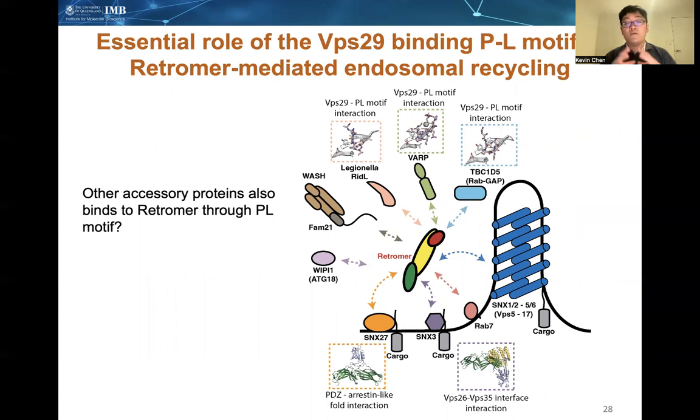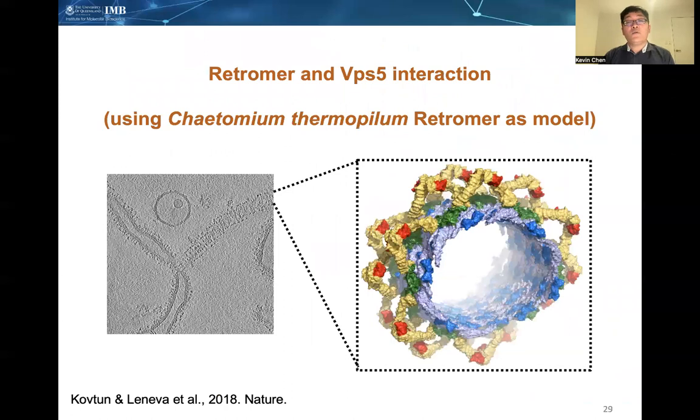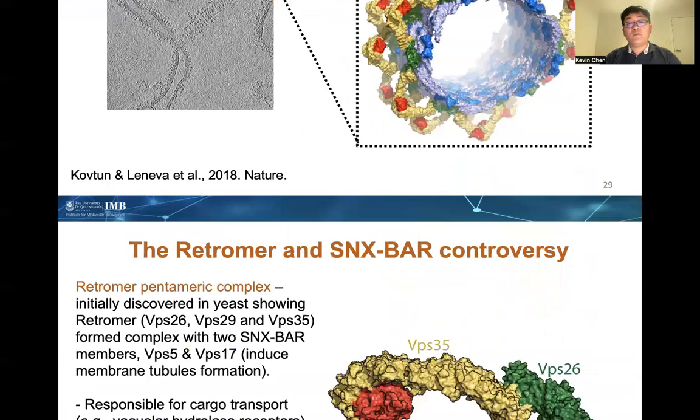But given there are so many different retromer interactors, we wondered, are there more of those apart from TB25 and VARP? To do that, we worked on this retromer BBS5 interaction, using the Chaetomium thermophilum retromer model as an example. This is part of the cryo-ET structure, or tomogram, solved by our former colleague Natalia Olesi. The reason we use this is because we have some interesting follow-up, and this relates to PMOT, which I'll explain now.